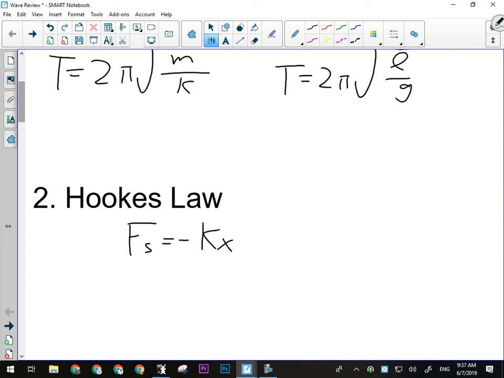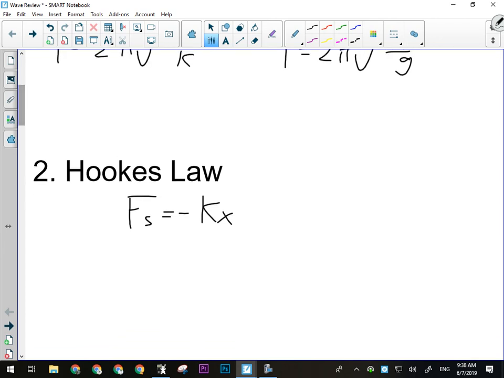Most likely, Hooke's law is going to deal with a hanging object, because that's the way Hooke did his experiment. It's essentially how spring scales work. If you hang something from a spring scale, it's using Hooke's law to tell you what the mass of the object hanging on it is, because obviously the spring constant of the spring in it is known. And it's just using the displacement to calculate the mass that's hanging from it. Everybody okay with that?